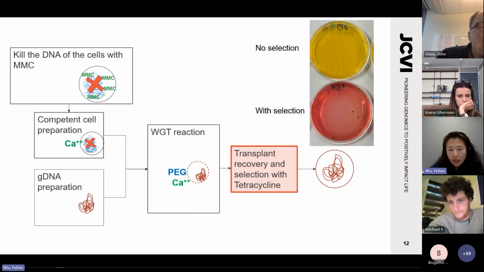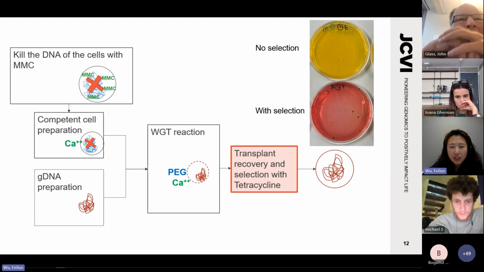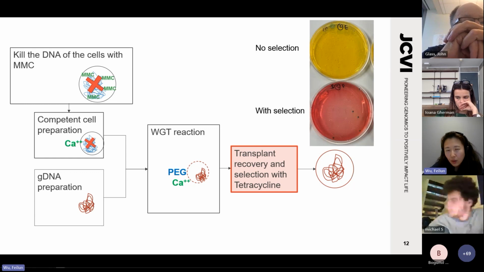And the goal is that the number of colony forming units in the no selection plate and the colony forming units in the with selection plate will be equal, so that that's an indication that all the recipient cells were dead and all the dividing cells, or all the CFUs that we observe, are transplants.